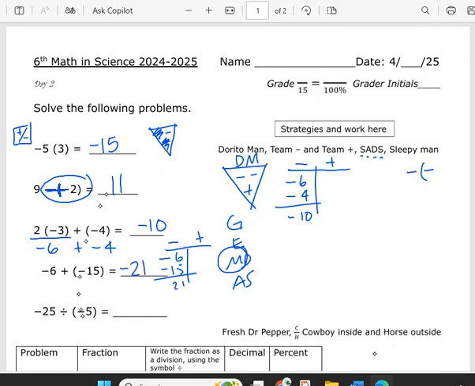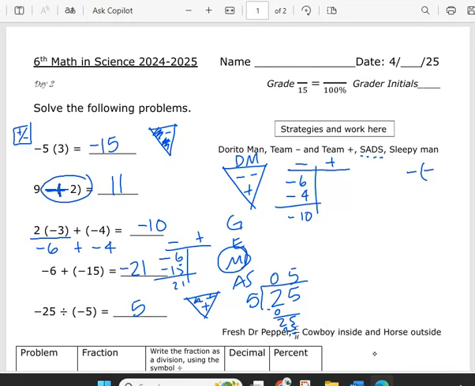Then we have a division. We switch the cap. Now we're using the Riemann, not the t-chart. You are dividing. A negative divided by a negative, my answer will be positive. 25 divided by 5 is 5.